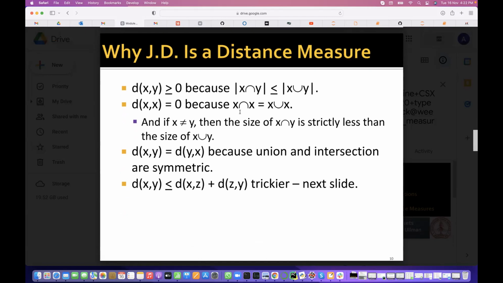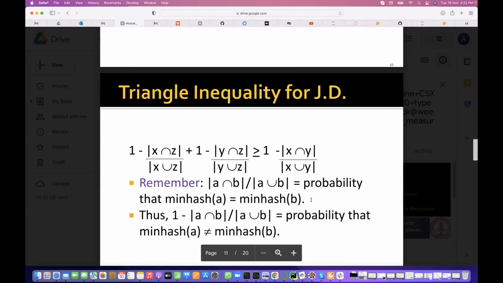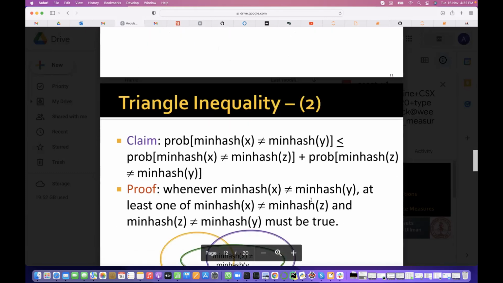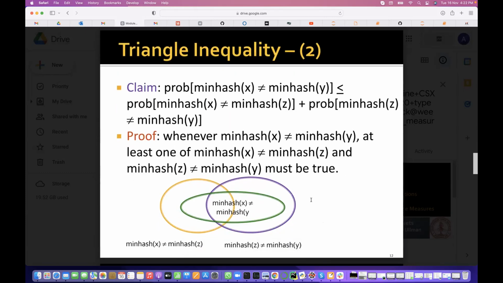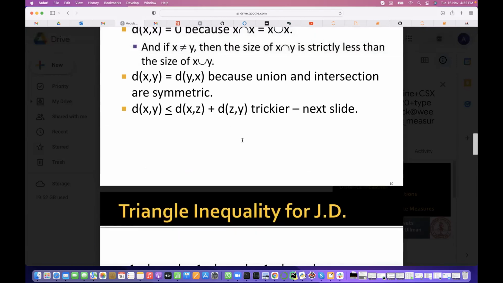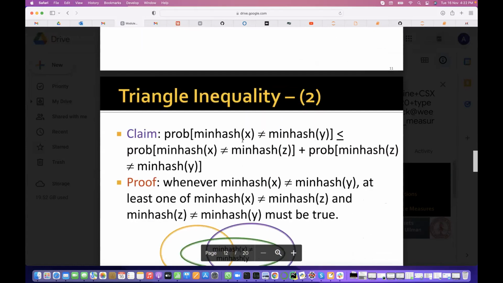And if both sets are the same, you'll get 0. And whether you compute dxy or dyx, in whatever direction, it is the same. And if you take some other set, dxy is less than or equal to dxz plus dzy, which is trickier. The next slide proves that using mathematics. We don't have that much time now, but it basically proves that this triangle inequality is also satisfied by the Jaccard distance.